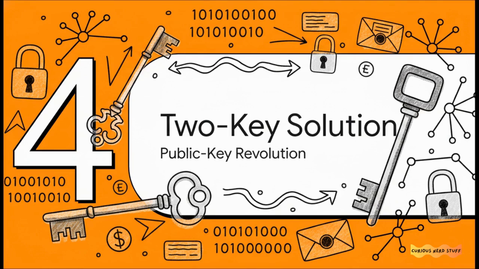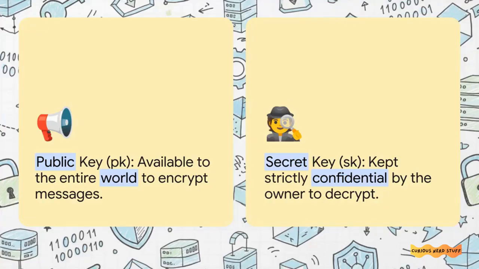And that brings us to the hero of our story, the two-key solution, better known as the public key revolution. This concept completely changes the game and solves our massive distribution nightmare. So instead of trying to share one single secret key, each user actually generates a pair of keys that are mathematically linked. On the left side of our comparison here, you have the public key. And just like the name says, you can publish this key to the entire world. Anyone can see it, and anyone can use it to encrypt a message that is meant specifically for you.